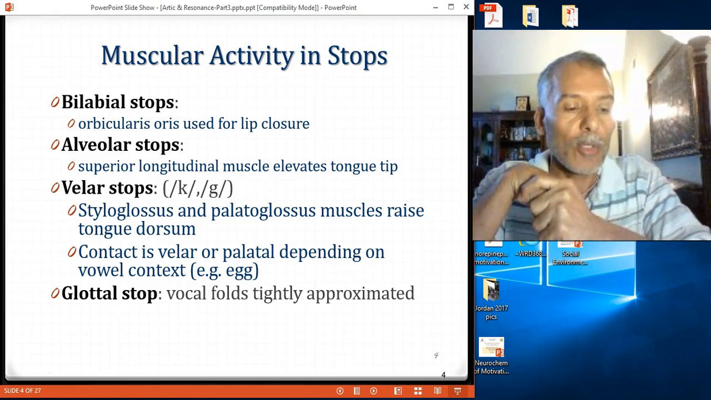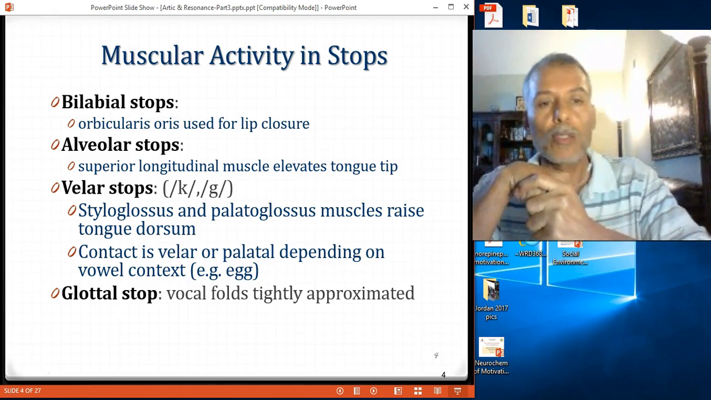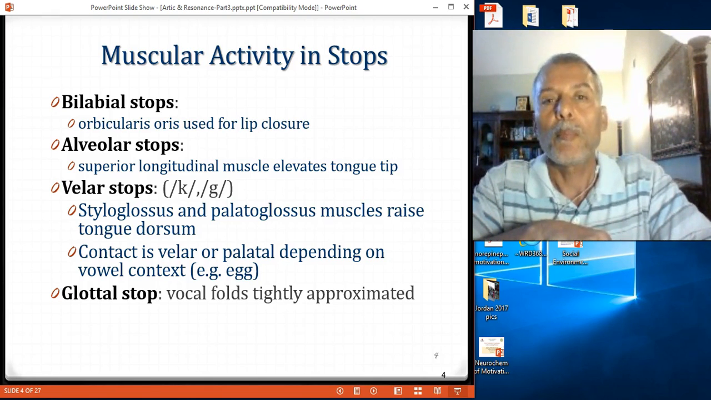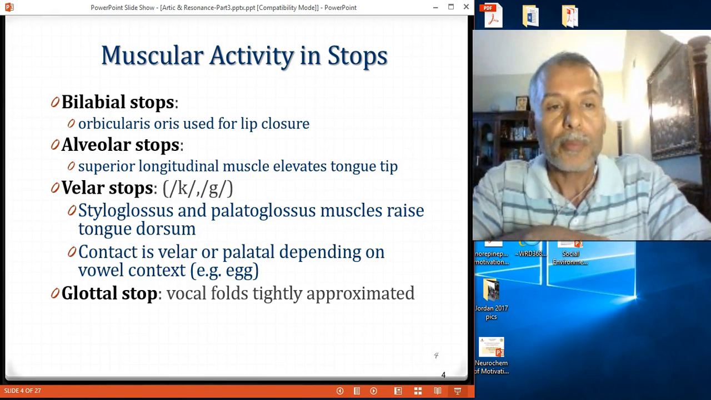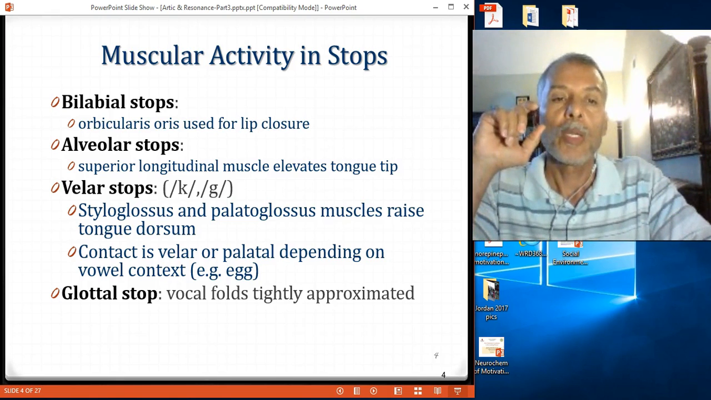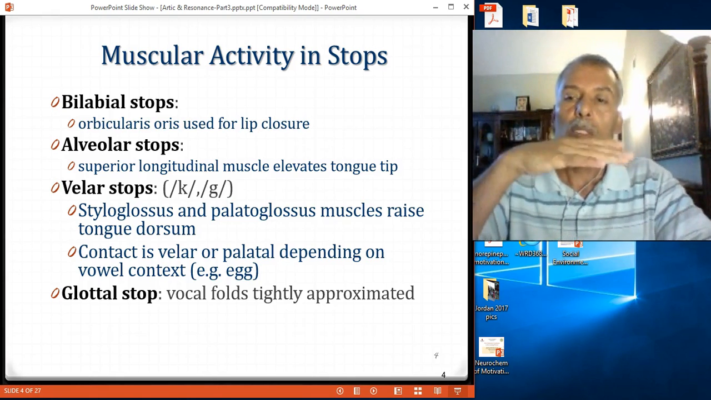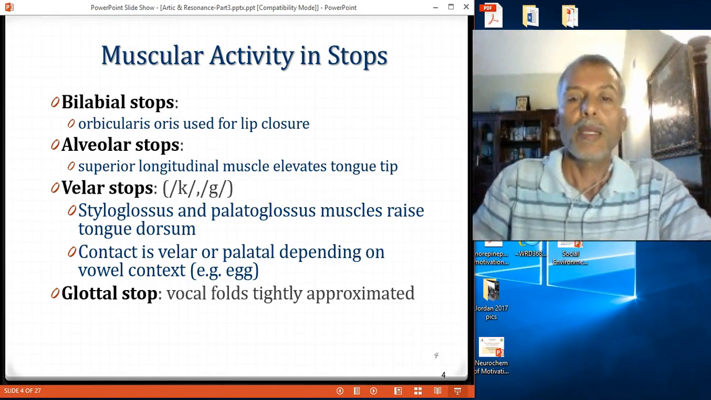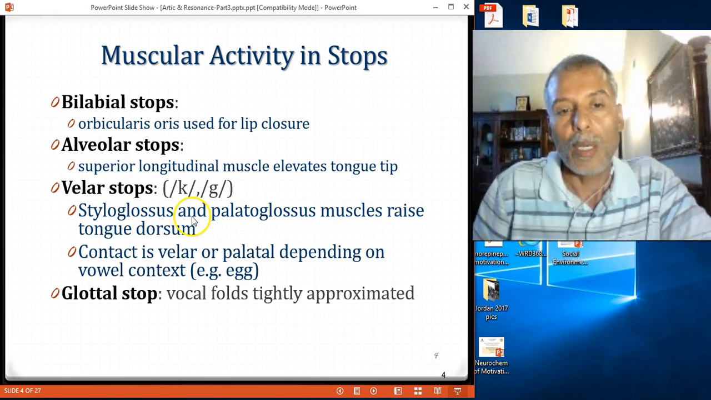I mentioned that in a class before, when we started to speak about this in class. So you need to add here that the genioglossus is quite active in producing alveolar sounds, including alveolar stops. The velar stops, k and g, you need the styloglossus muscle and the palatoglossus that we discussed before, and also the tongue dorsum, the back middle of the tongue, rises to meet the velum.